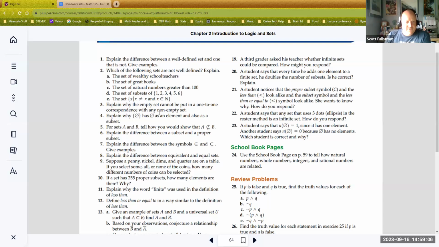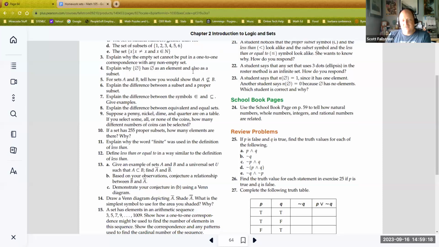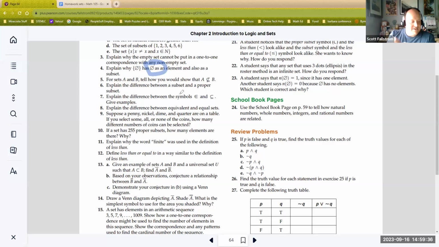Okay. Let's see your question 4. Explain why the set containing the empty set has the empty set as an element and also as a subset. These questions really ask you to get into the terminology. What does it mean to be an element? What does it mean to be a subset? What we've talked about already, at least I hope you remember, is the empty set is a subset of every set because you can never prove that it isn't.